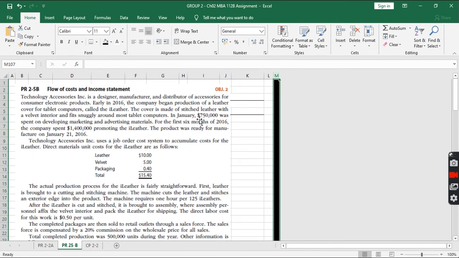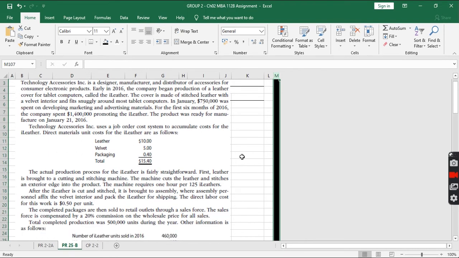Technology Accessories Incorporated is a designer, manufacturer, and distributor of accessories for consumer electronic products. Early in 2016, the company began production of a leather cover for tablet computers called the iLeather. The cover is made of stitched leather with a velvet interior and fits snugly around most tablet computers. In January, $750,000 was spent on developing marketing and advertising materials. For the first 6 months of 2016, the company spent $1.4 million promoting the iLeather. The product was ready for manufacture on January 21, 2016.